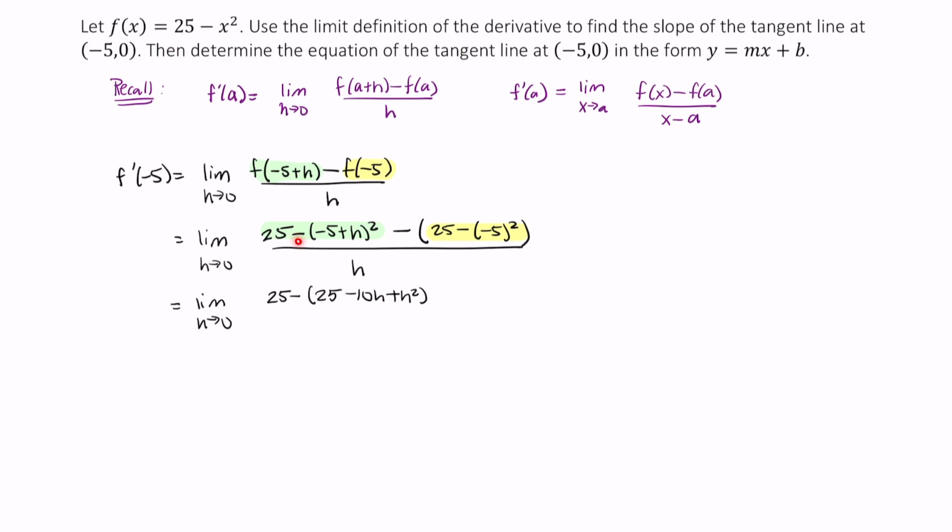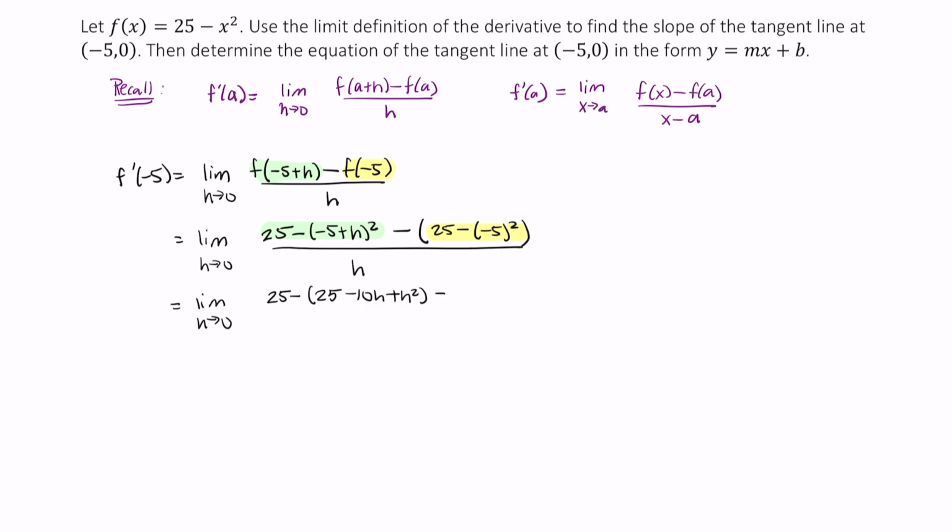Please don't omit these parentheses. If you just omitted them and changed this to a positive and didn't distribute, or didn't multiply this out, you'd be incorrect. So please leave these parentheses until after you have distributed this negative, because remember, so much of being a successful calculus student is getting the algebra right.